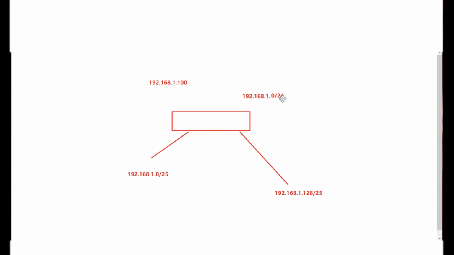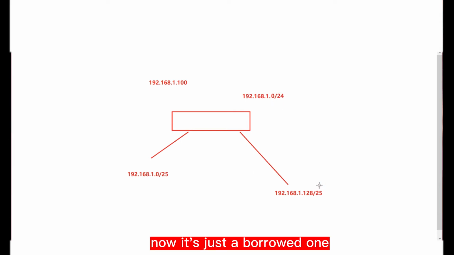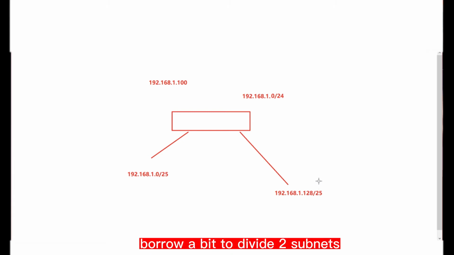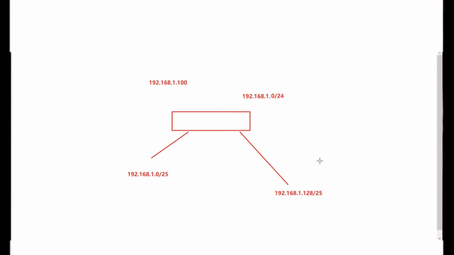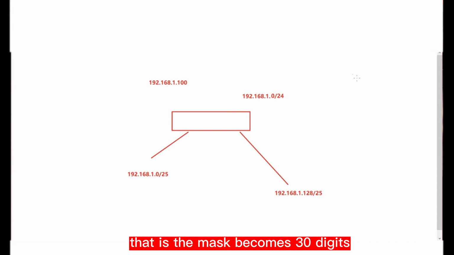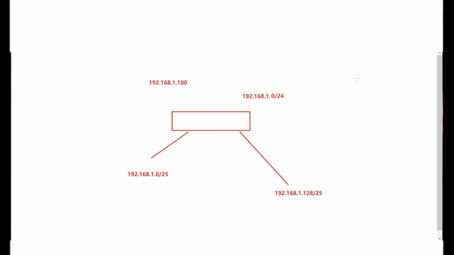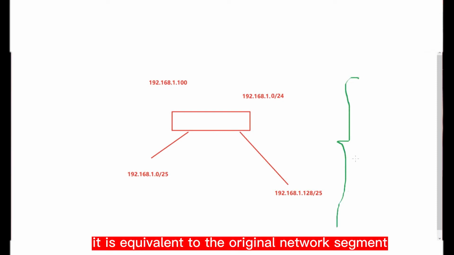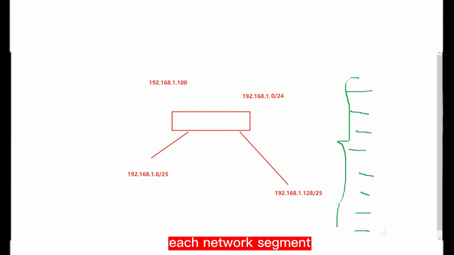But you will find, for this picture, now it's just borrowed one bit to divide two subnets. Borrow another, divide two subnets. If you borrow 6, that is, the mask becomes 30 bits. Actually, I divided 2 to the 6th power of subnets, 64 subnets. We are exaggerating. It is equivalent to the original network segment being divided into many network segments. Each network segment contains a different address range.